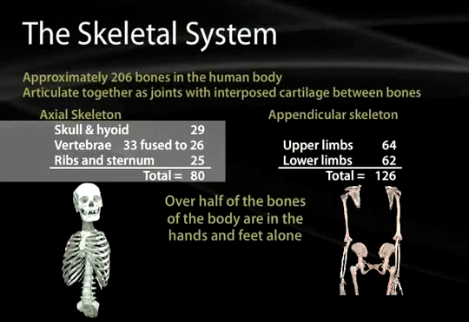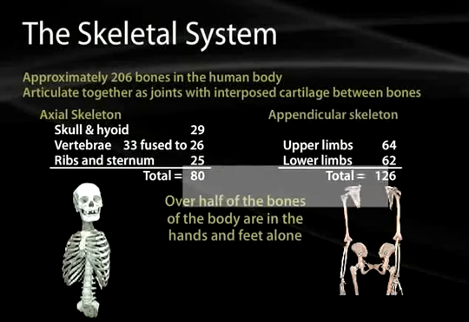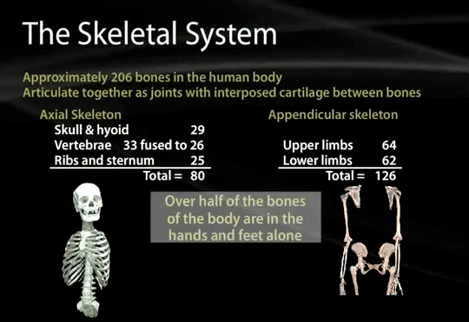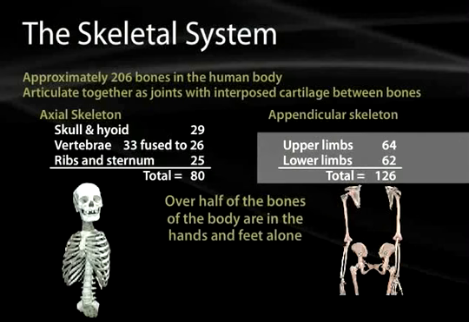But a large component of the bones in the body are appendicular, with over half of the bones coming from the limbs alone, or the hands and feet. The upper limb would be 64 and the lower limb would be 62 bones in total.